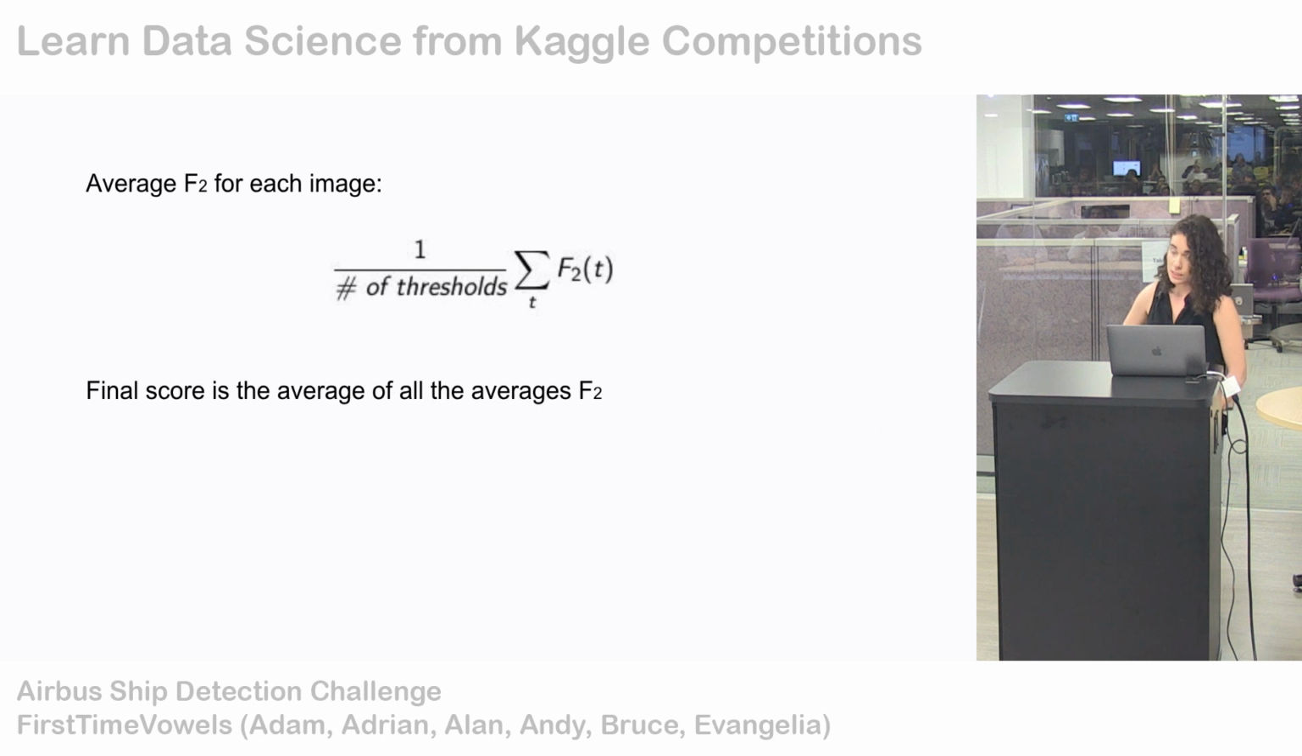Then for each image, we want to take the average of all the F2 scores that we have calculated for its thresholds, and the final score that you return for the competition is the average of all the averages of F2.